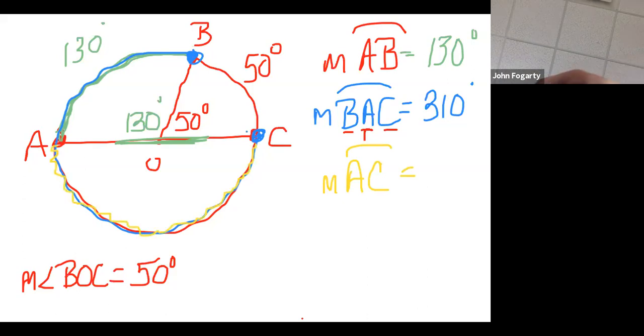180. Yep. How come I didn't say ABC? What's the measure of arc ABC? 180. Yeah, 180 is what? Fellas, it's a diameter. So it's a diameter, it's a straight angle, right?